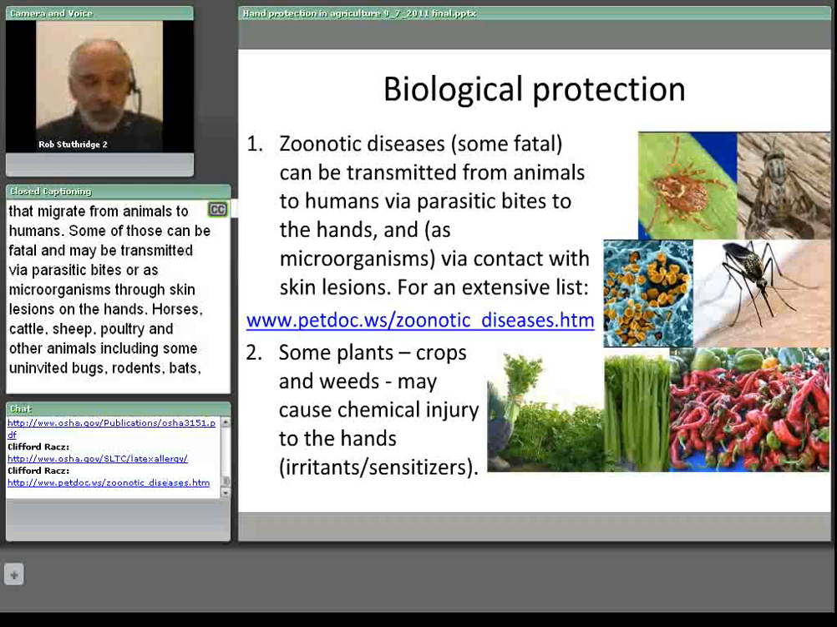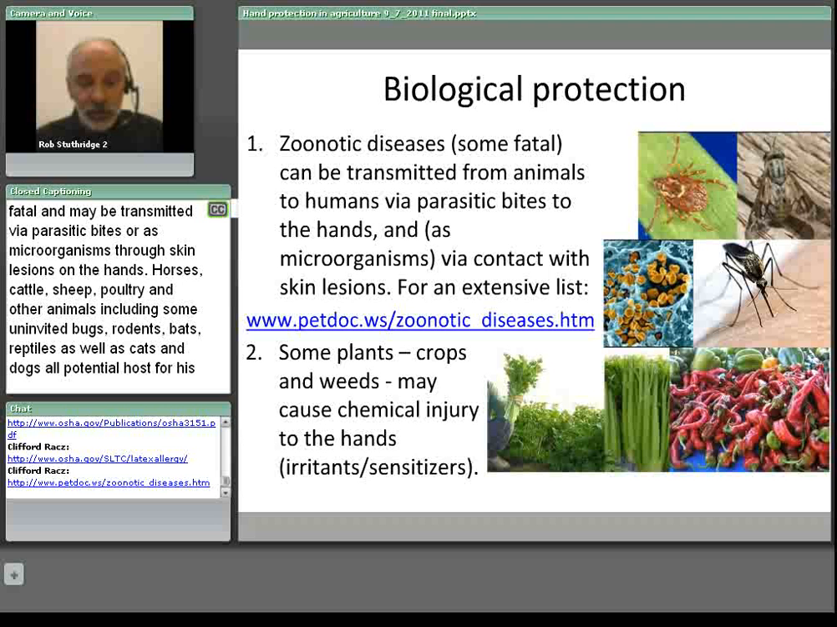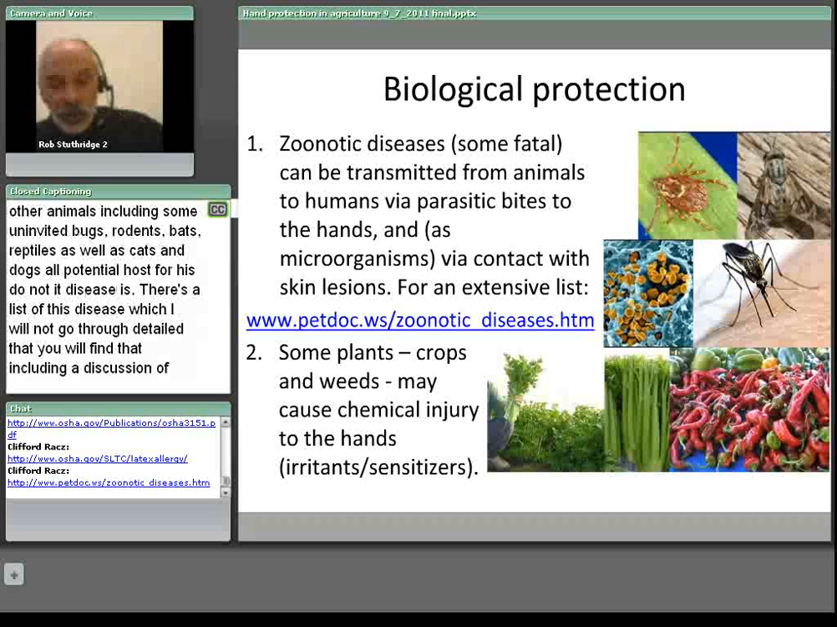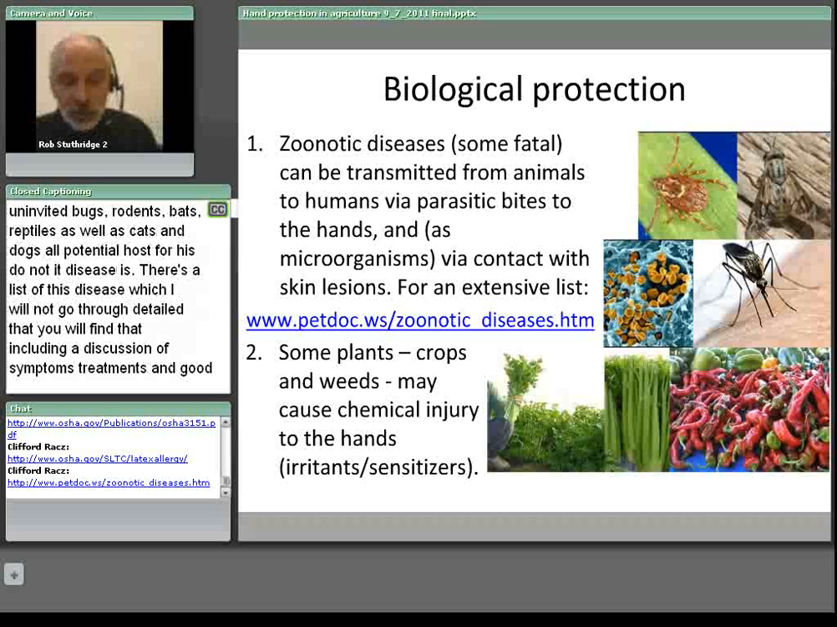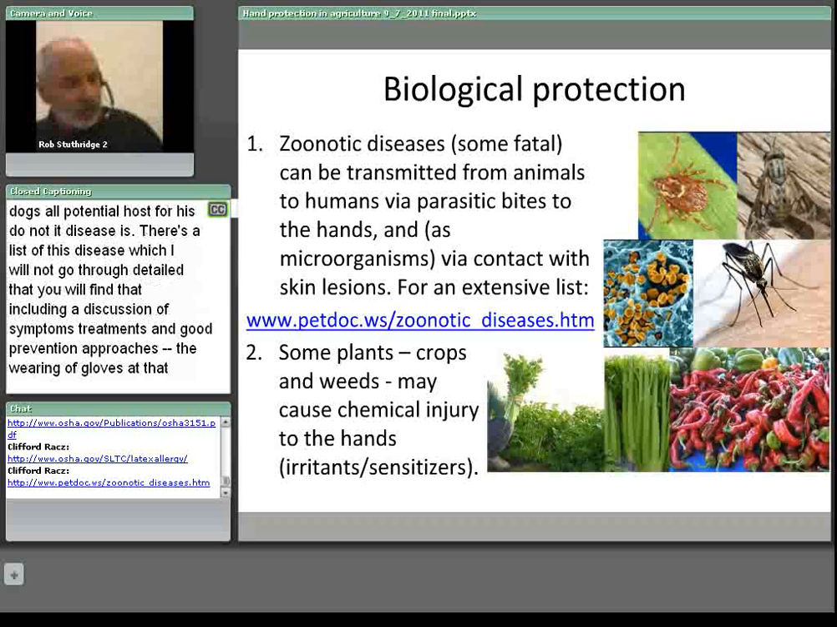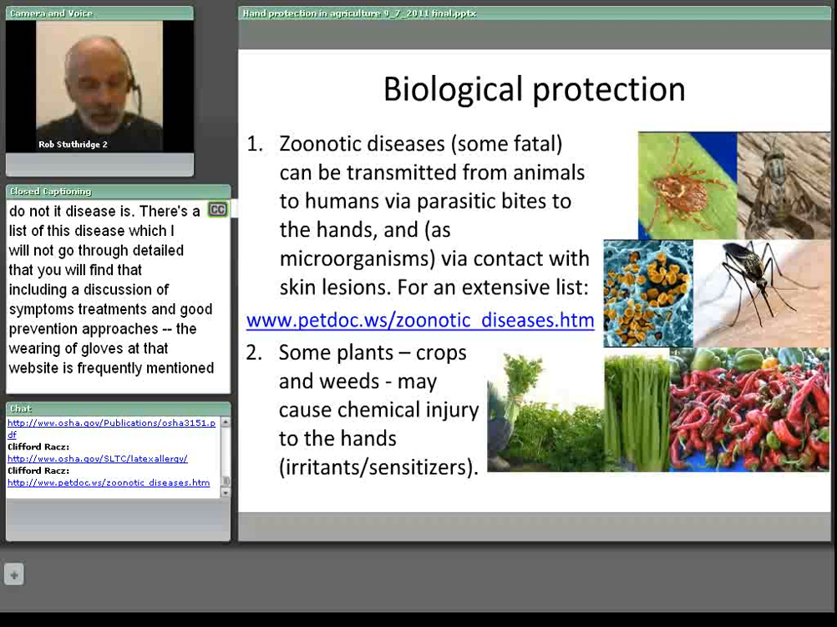It's a very useful list of these diseases, which I'm not going to go through in detail here, but you'll find that, including a discussion of symptoms, the treatments, and good prevention approaches, at www.petdoc.ws. The wearing of gloves at that website is frequently mentioned in the prevention element for each disease described. Additionally, some plants can cause chemical injury to the hands, acting as irritants and sensitizers. And hazardous plants can include crops and weeds, which we'll turn to shortly.